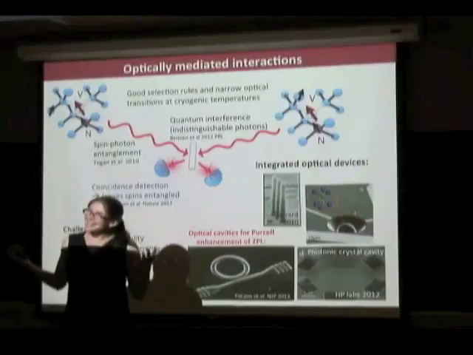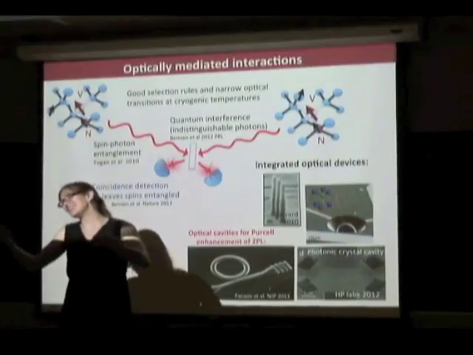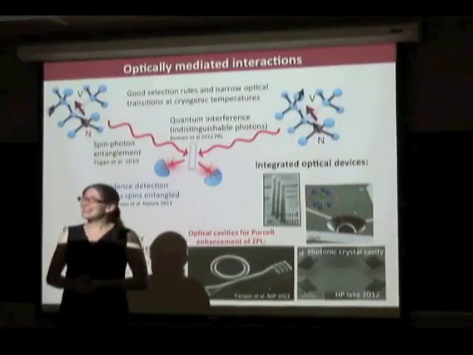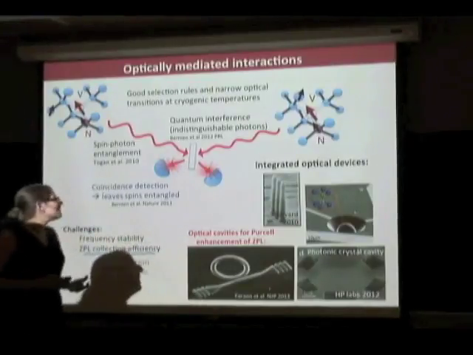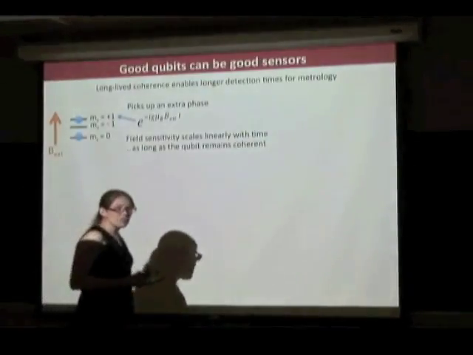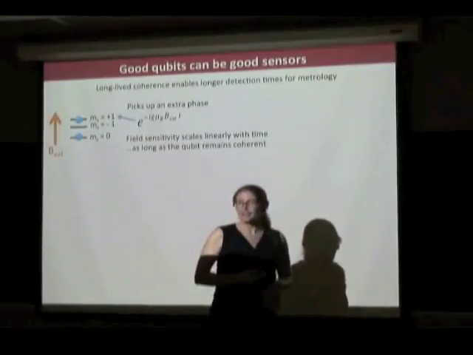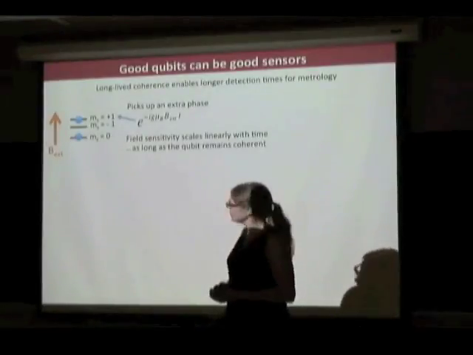But we're here at the Diamond Sensing Workshop, or at least you're there, I wish I were there, at the Diamond Sensing Workshop. And that's because in some sense, in many cases, good qubits can also be very good sensors. Well, why does this come about?